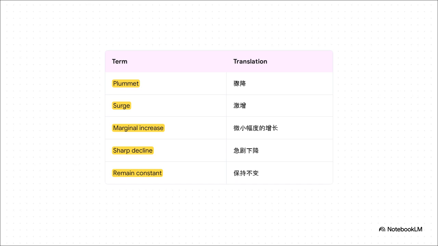Next is marginal increase. Marginal increase, 微小幅度的增长. Perfect for noting, say, slight shifts in local transit ridership in a survey response. Then, sharp decline, 急剧下降. Use this bad boy when discussing sudden drops in fossil fuel usage for environmental prompts. And remain constant, 保持不变. An excellent phrase to describe stagnant wage growth across a decade. The whole point here is that these are the exact descriptors examiners are hunting for when you're comparing survey options.